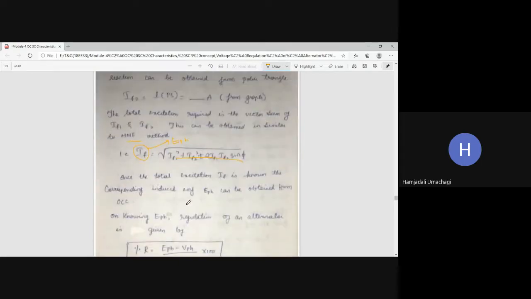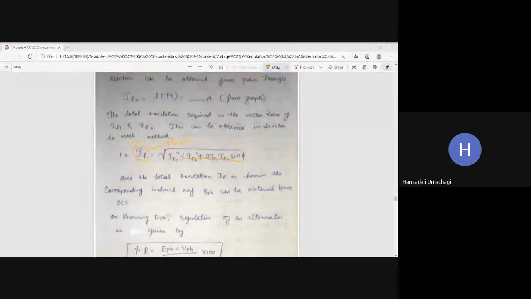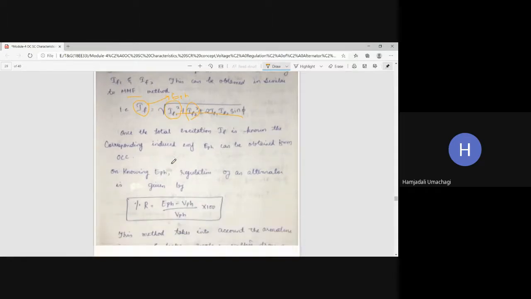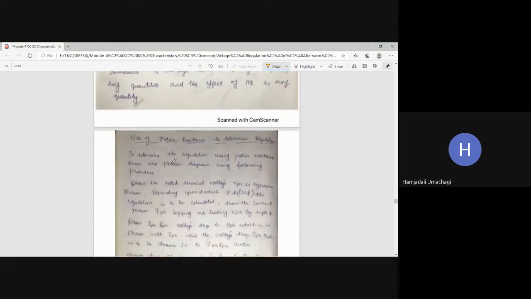So now see here, I got IF2 from the Potier triangle, that is the length of PS. The length of PS will give you the IF2 value. But how to get this IF1 value? If I use this formula, then this is as good as the MMF method formula. But how to get the value of IF1? For that, there is a next approach. Let us see that.